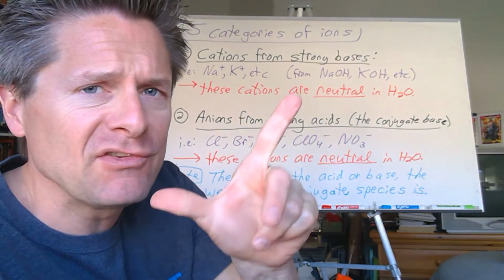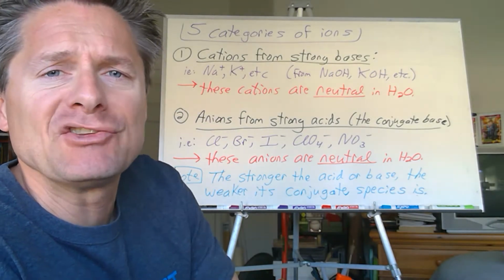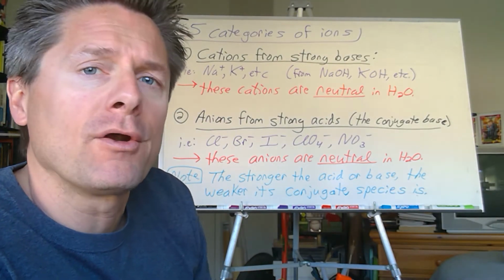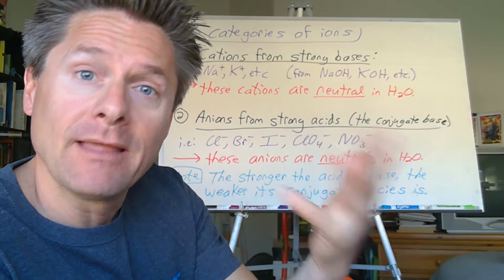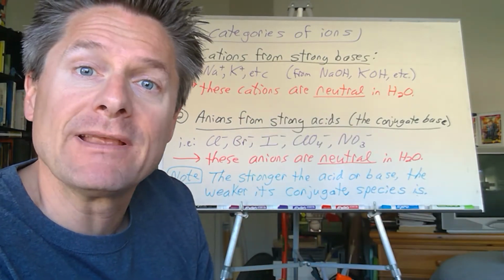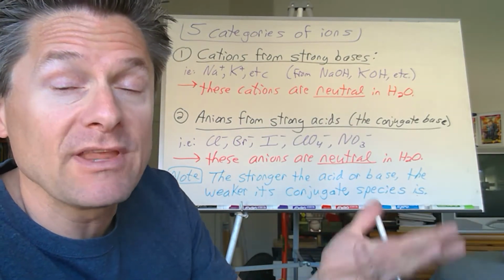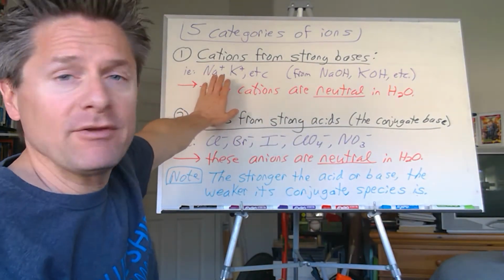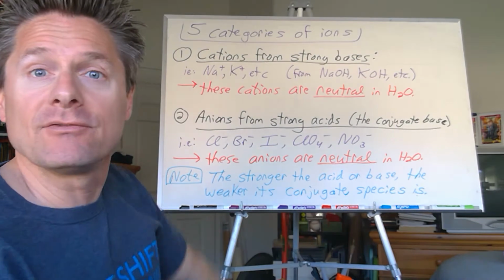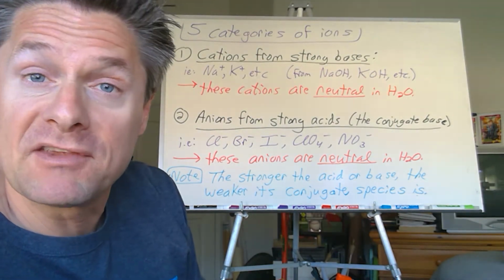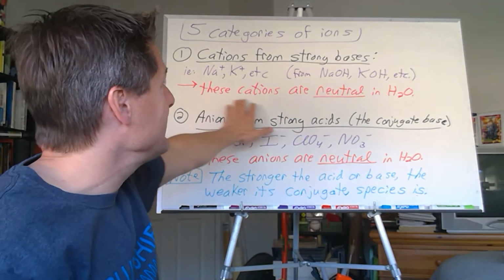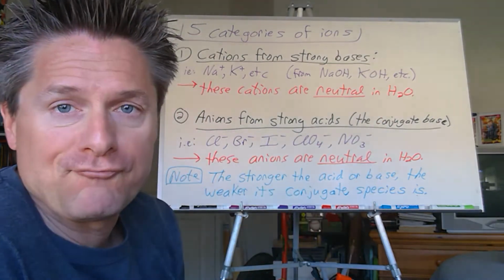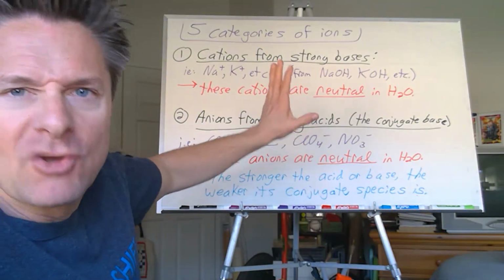Those are ionic compounds, and they just dissociate in water 100%, forming the cation, the Na plus or K plus, whatever it is, and the anion, the OH minus. Of course, the OH minus is your strong base there. But we're specifically looking at these cations. Do they have acidic or basic behavior? Turns out that these cations are neutral, and I'm going to mention why in a second.